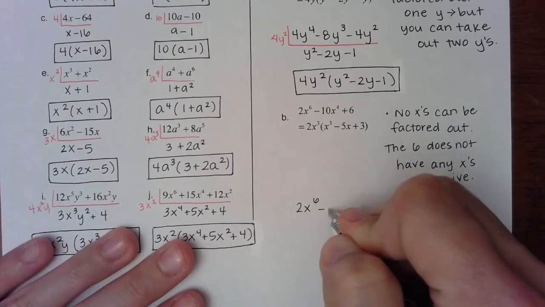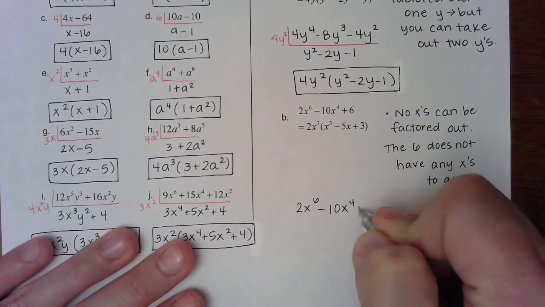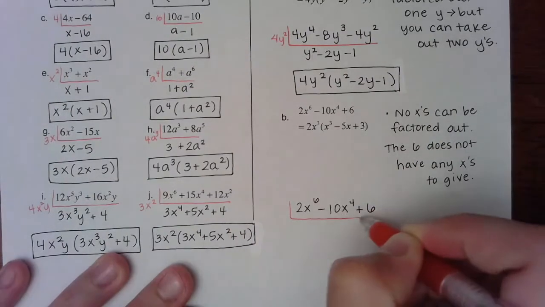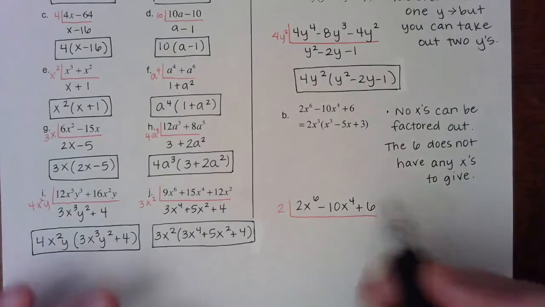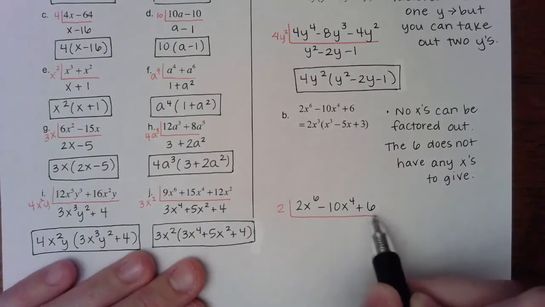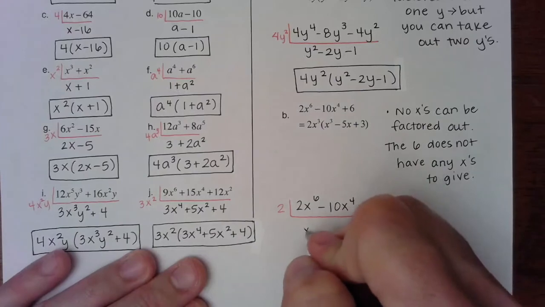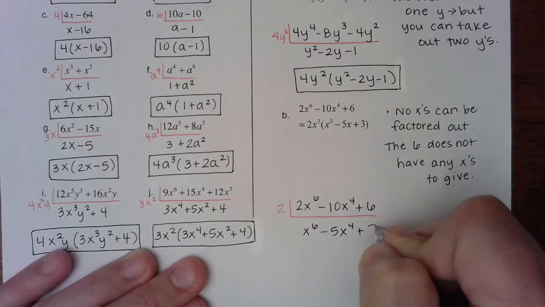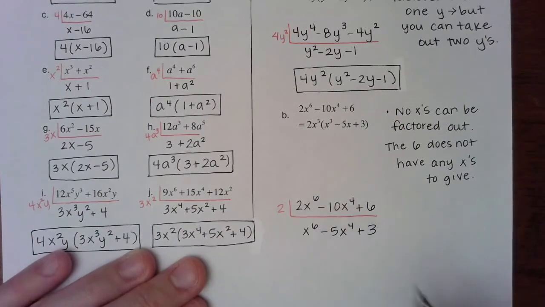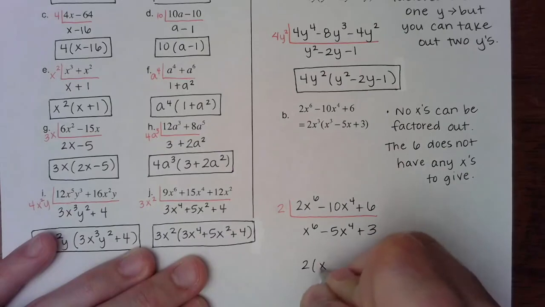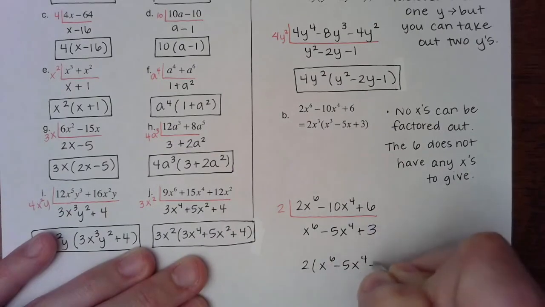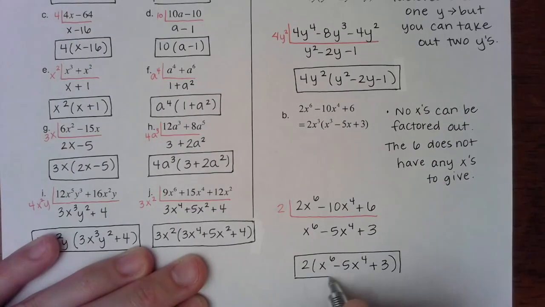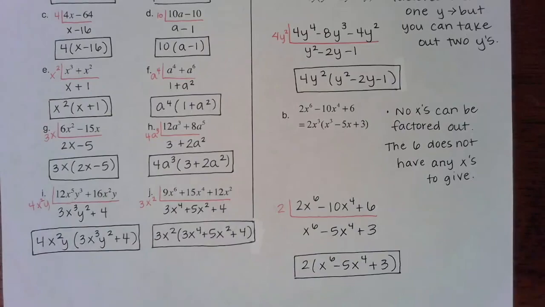I'll rewrite the problem. 2x to the 6th minus 10x to the 4th plus 6. Notice that the question does want you to correct the error. So on this one, you can only take out a 2. This one has 6 x's, this one has 4 x's, but this one doesn't have any. So you can only take out what it has the most of, x to the 6th minus 5x to the 4th plus 3. And so again, I'm getting these numbers because I'm dividing them all by 2. My correct answer to this question would look like this. My GCF is just the number 2, no x's. And then I'm left over with x to the 6th minus 5x to the 4th plus 3.